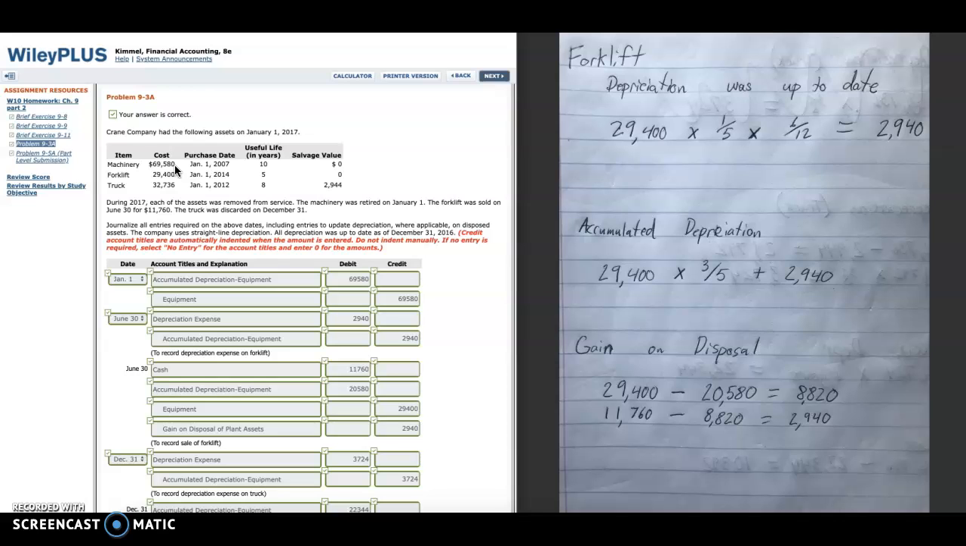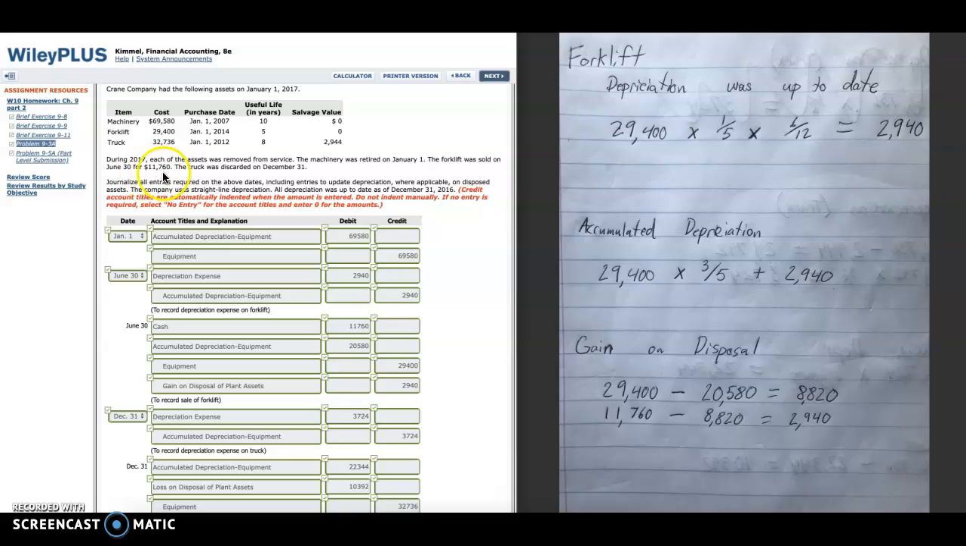Then, after that, we go to when the forklift was sold, which was on June 30th, for $11,760. The first thing we need to do is put the depreciation, because we have it all the way up until December 31st. But now we have about 6 months that need to be accounted for. So for the depreciation, we're going to take the total value of the forklift, which is $29,400. We're going to times that by 1/5, because it has a useful life of 5 years.